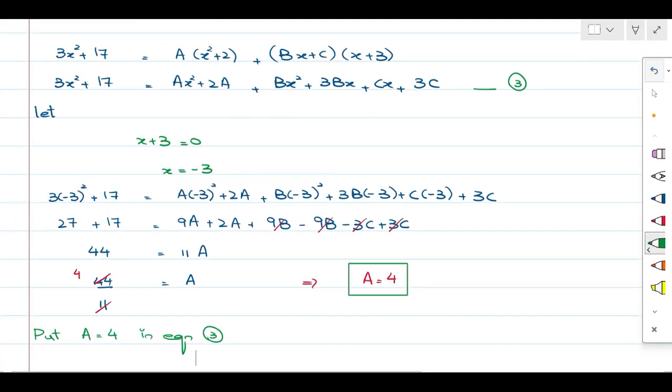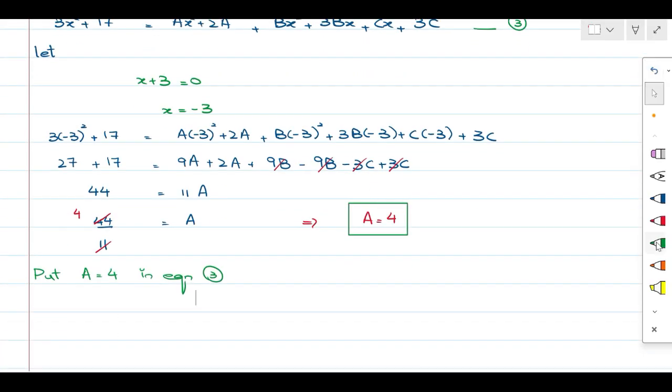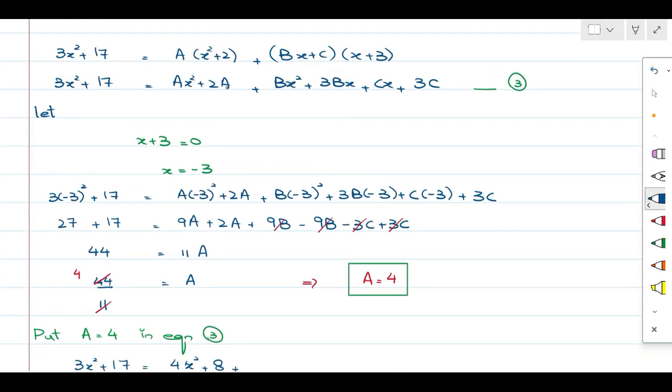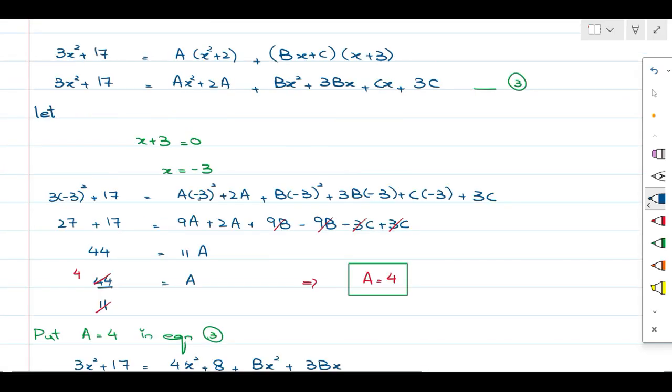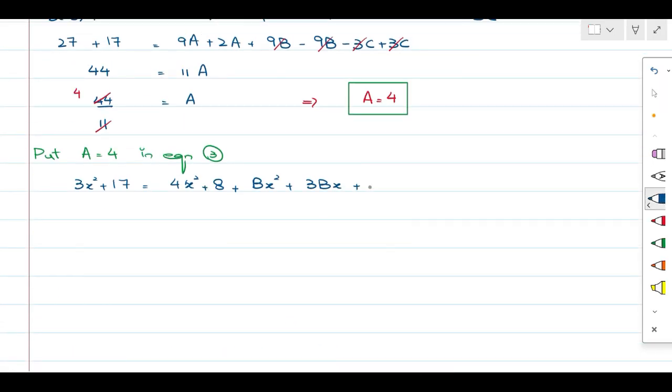Okay, so when I substitute a equals 4 in my equation number 3, it becomes 3x square plus 17 equals 4x square, and 2 times 4 is 8, plus bx square plus 3bx, and then we have cx plus 3c. Okay, so now we got this equation.